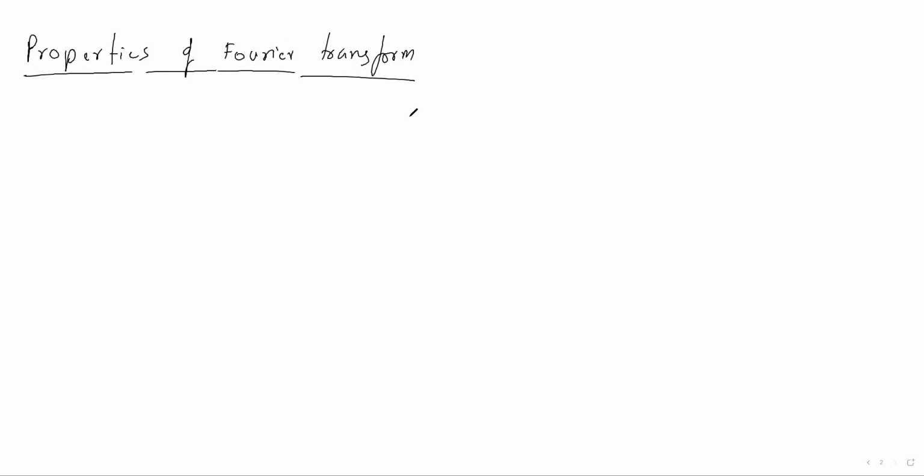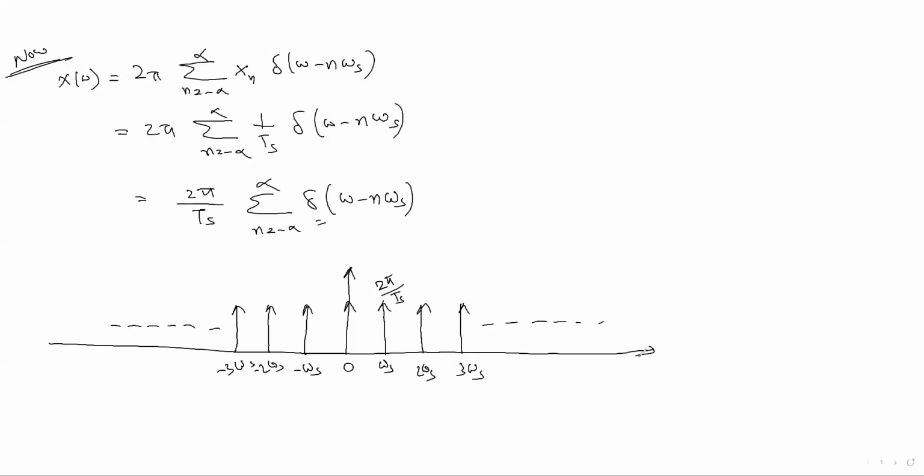Sir, at t equal to 0, the impulse signal is infinity. Then how will we get 1 by Ts? Somebody's question: if t equal to 0, the impulse signal is infinity, then how will we get the 1 by Ts? Something tricky is there. You should remember something about delta in the equation.